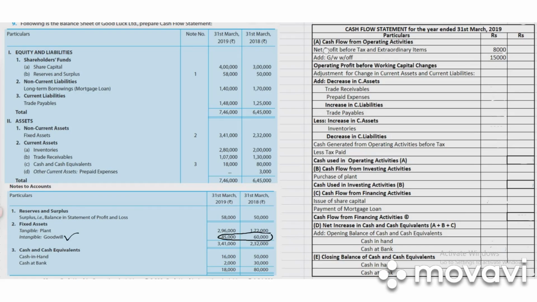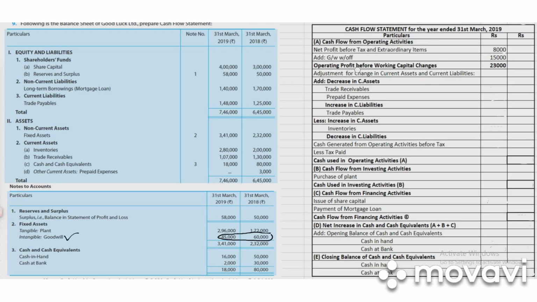So first step, adjust the net profit and write it here. Second step, to that net profit you add all the non-cash items and all the non-operating items. Okay, you have to add or subtract. So in this particular question, there is only one item to be added. So we have added that goodwill amortized 15,000. So we will be getting a total of 23,000. So that is operating profit before working capital changes.